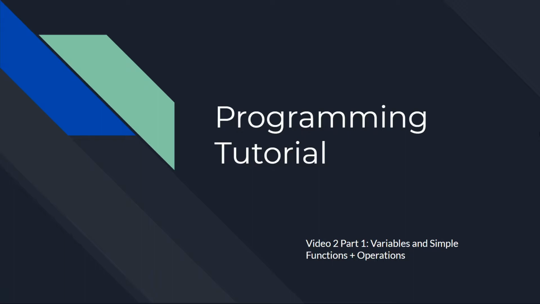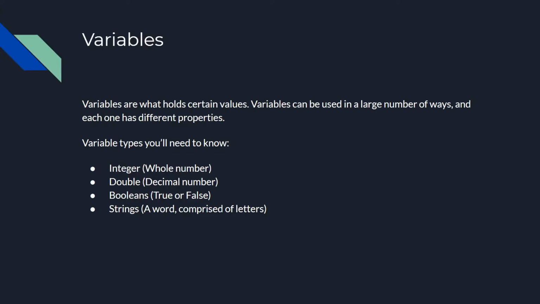Today, we will be covering the variable types that you'll need to know in C. So first, we need to cover what a variable is. Variables, simply put, are boxes in which you can store values for later use.